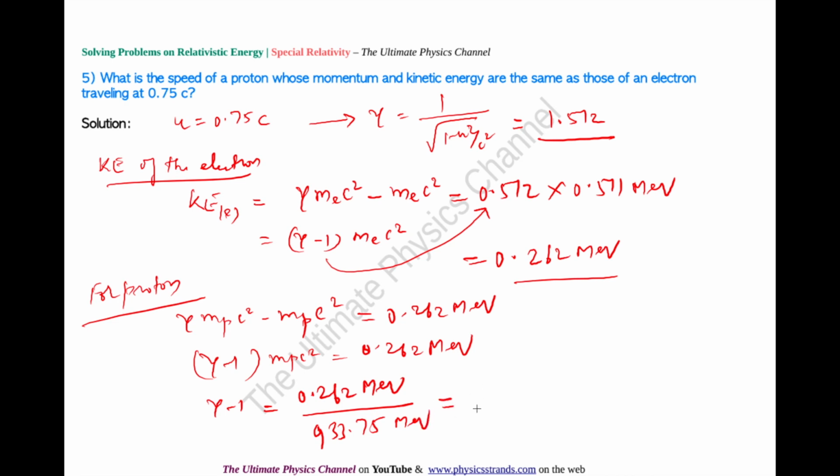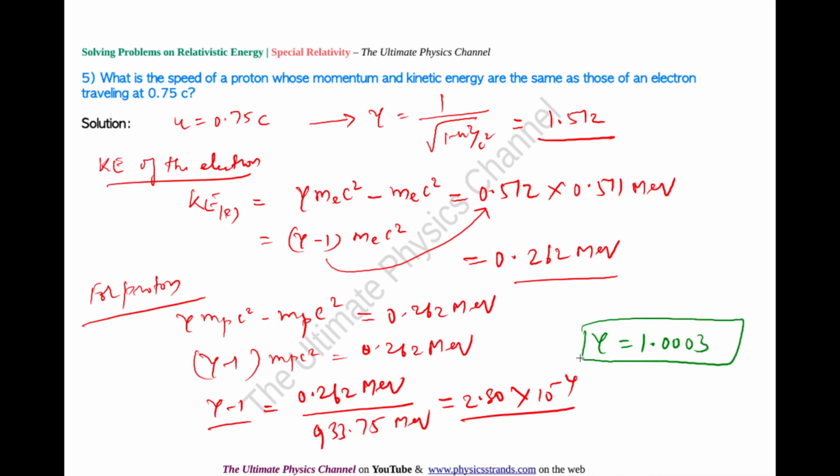That gives us a very small number, 2.80 times 10 to the power minus 4. Sorry, this is gamma minus 1, right? So on the left side we have gamma minus 1. To work out gamma, it is going to be 1 plus this value. For fourth decimal accuracy, that is going to be 1.0003, where 2.8 is a rounded-up estimate.